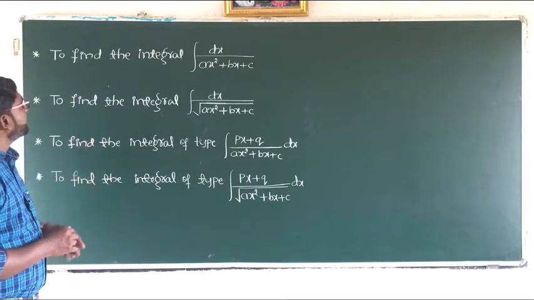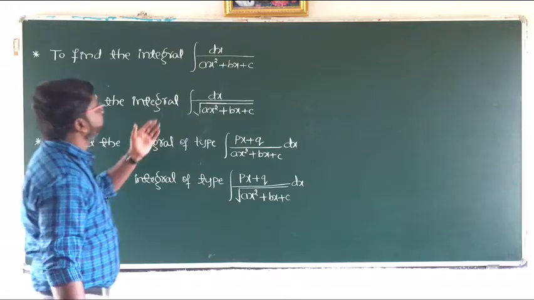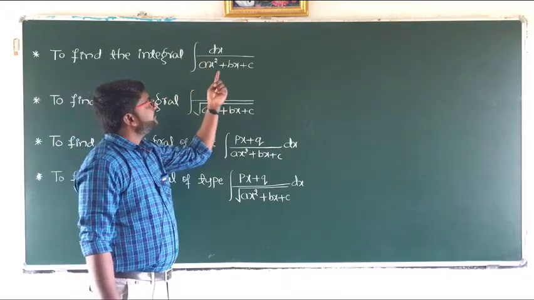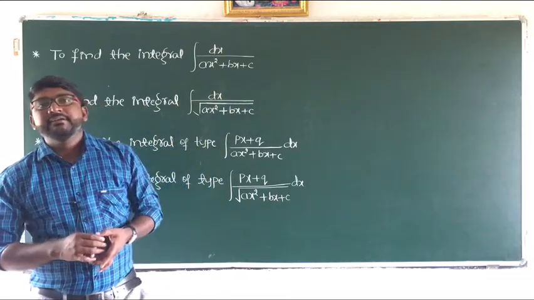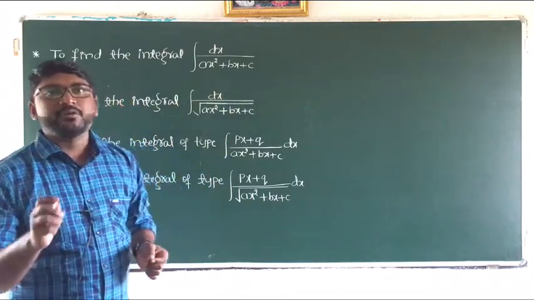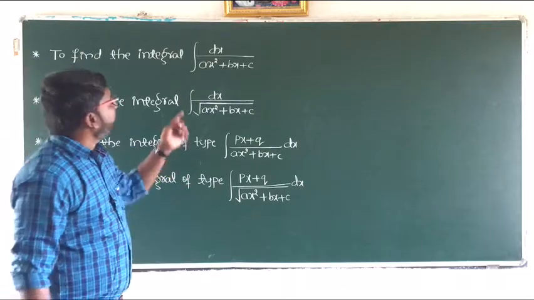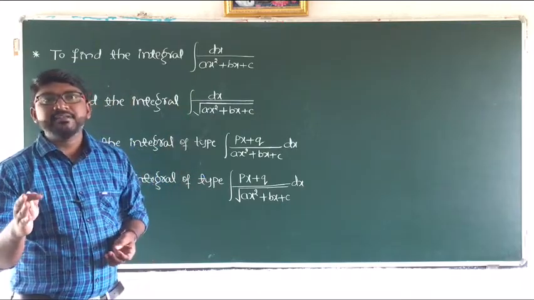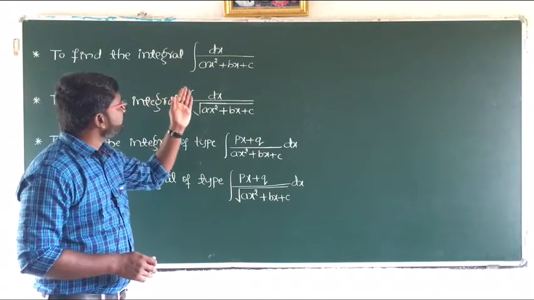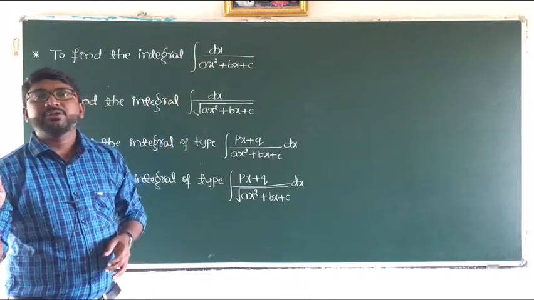So see the first one. To find the integral of the type dx by ax square plus bx plus c. Here in the integrand, the denominator involves a quadratic polynomial and we have to factorize the quadratic polynomial by the completing the square method and reduce it to a standard known form.